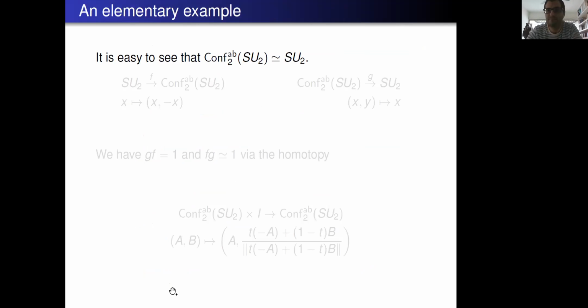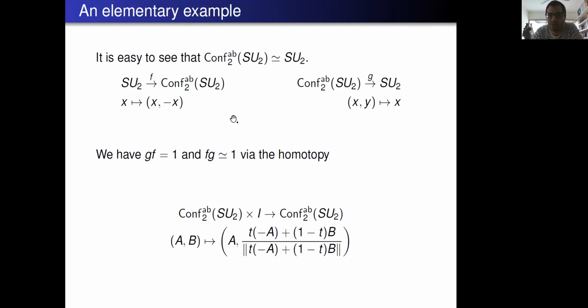Okay, so let me start with a very simple example. The space of configurations of two elements in SU2 which commute. In this case, you can determine the homotopy type completely. It happens to be homotopy equivalent to SU2. And it's very simple. You have a map from SU2 to this space, which takes a matrix to that matrix and minus that one. And the other map is just the projection to the first coordinate. One composition is clearly the identity, and the other one is homotopic to the identity using this homotopy that you usually see in your first course in algebraic topology.